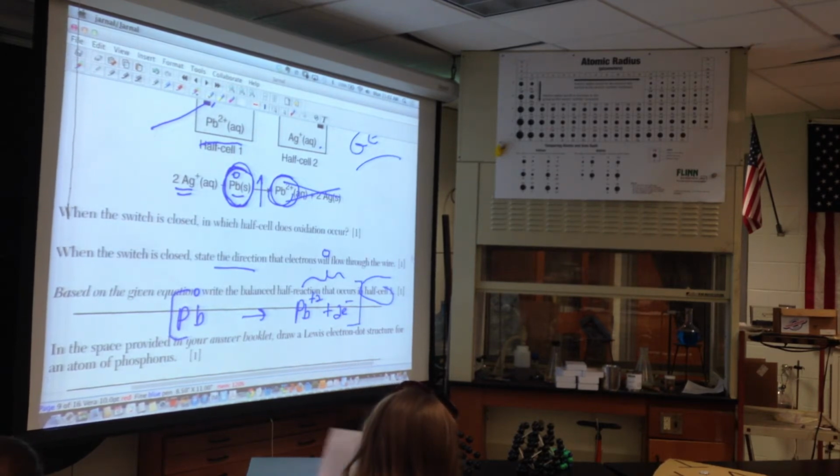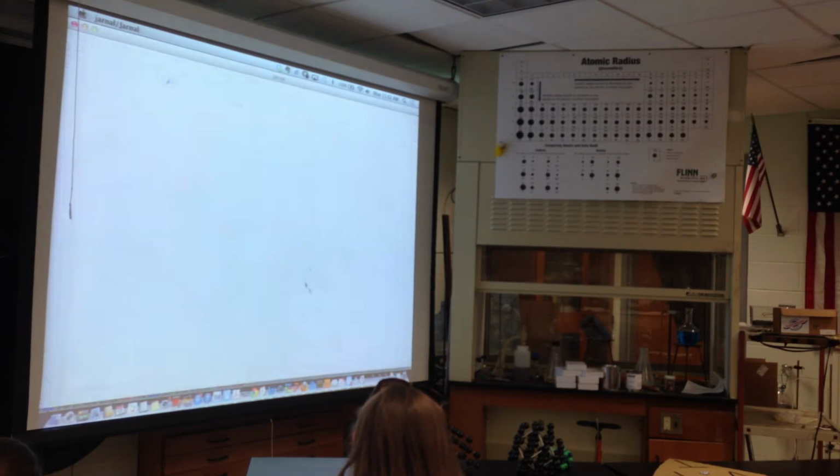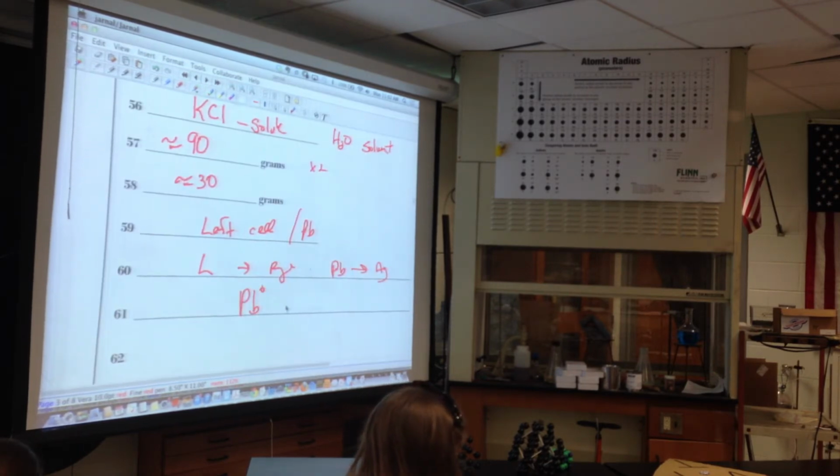They want you to know the left hand was the oxidation side. So Pb0 goes to Pb plus 2. If you leave out the electrons, wrong. If you put the electrons on the wrong side, wrong. Both sides have to have the same charge. 62.